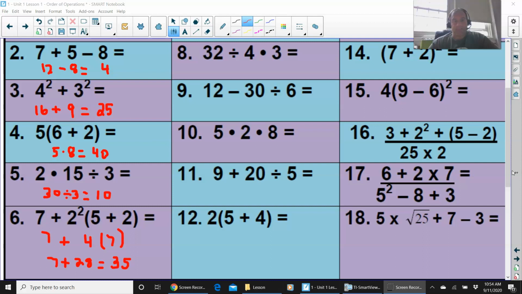Take a look. In parentheses first, I did 5 plus 2, which is 7. Then I did 2 squared because that's the exponent, right? So we have 2 squared, which is 4. And then 4 times 7, I did that because it's multiplication. Multiplication is 28. 4 times 7 is 28. And then I brought down everything. 7 plus 28 equals 35.